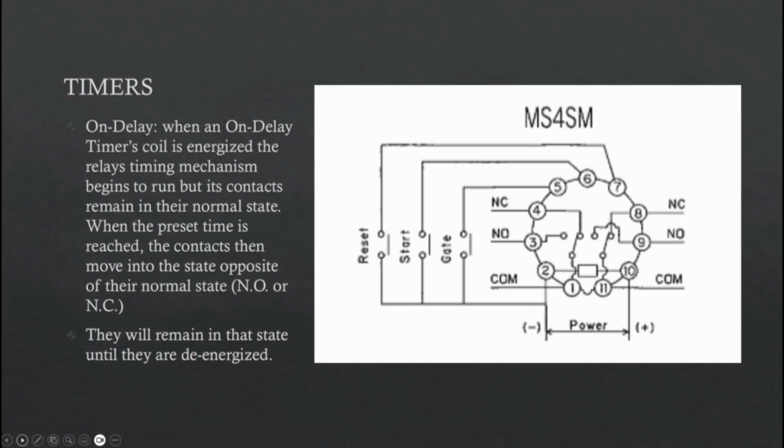On delay. When an on delay timer's coil is energized, the relay's timing mechanism begins to run, but its contacts remain in their normal state. When the preset time is reached, the contacts then move into the state opposite of their normal state, normally open or normally closed. They will remain in that state until they are de-energized.